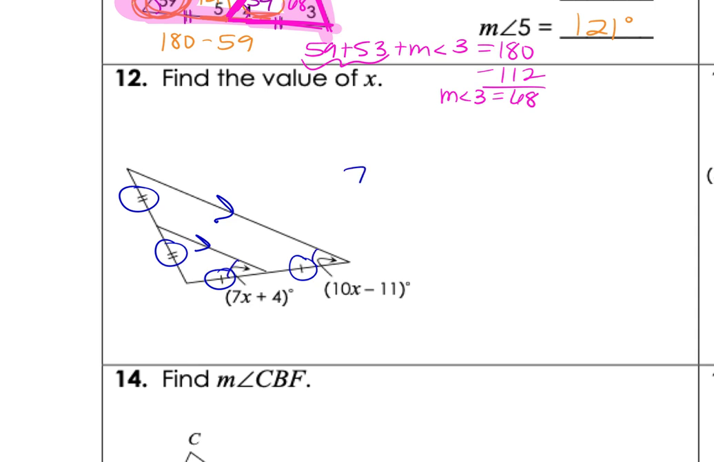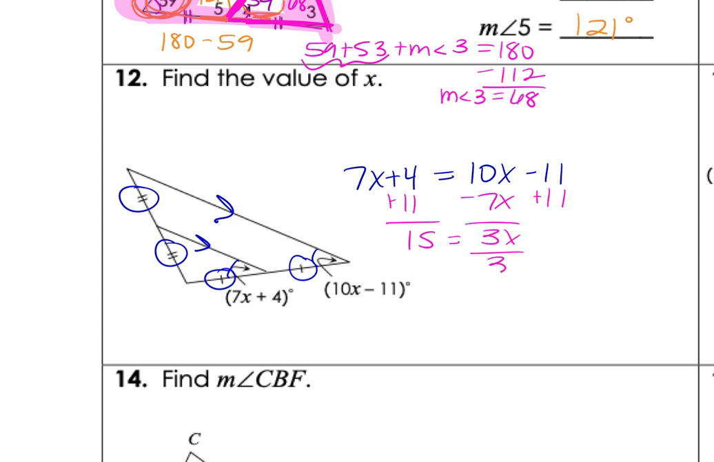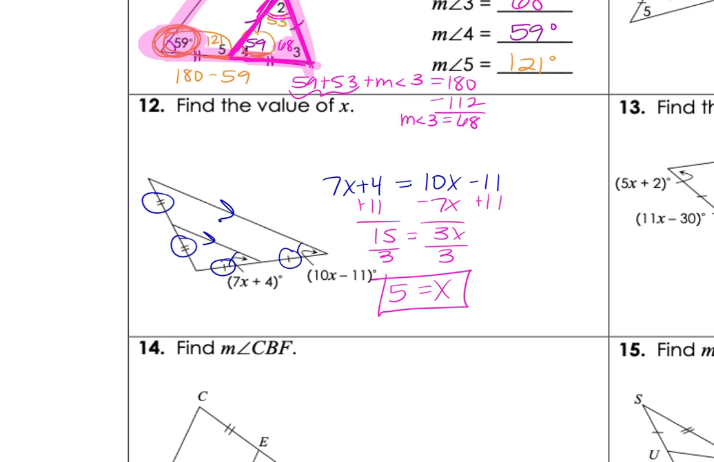So we're going to say 7x plus 4 is equal to 10x minus 11, and then solve that. So take away the 7x and add the 11, and then divide by 3. So you would get x equals 5. If they asked for the measure of the angles, then you would plug them back in, but this one's just asking for x. Okay, you do number 13.